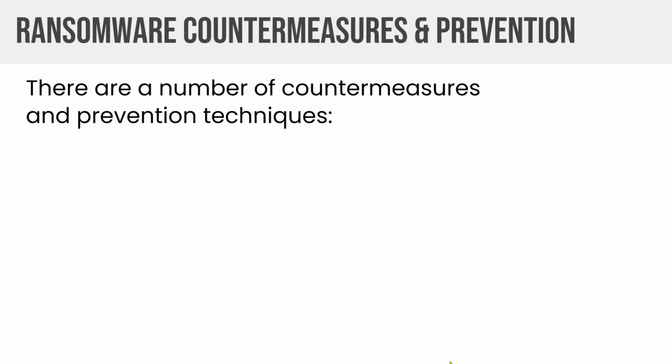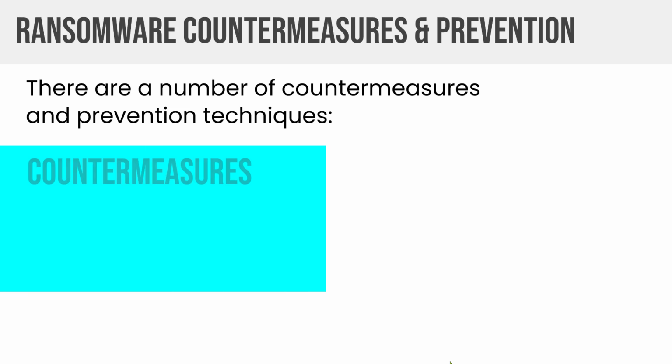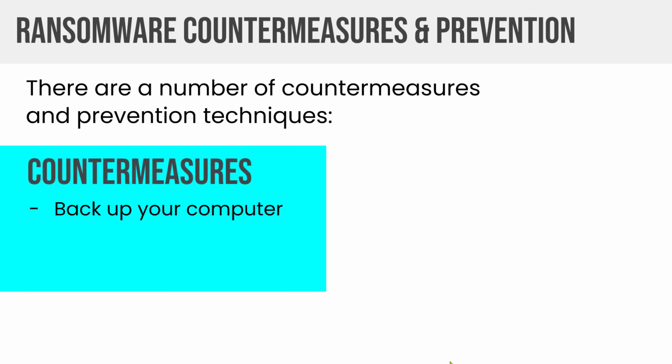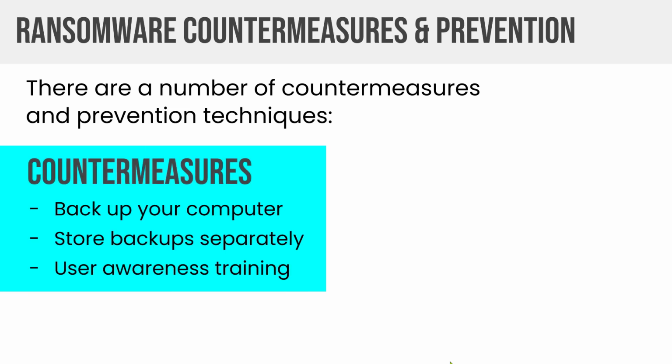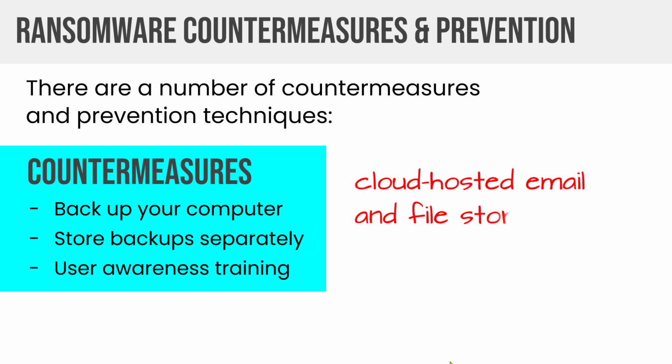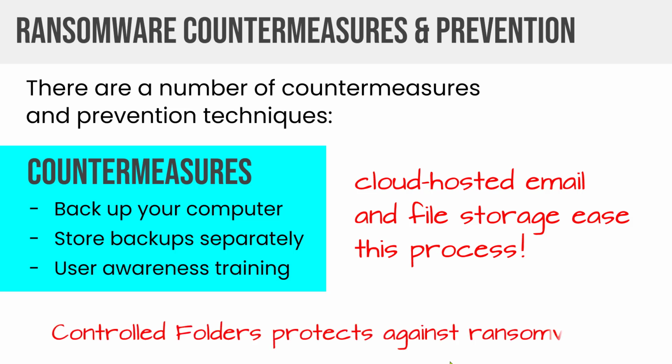So ransomware countermeasures I thought would be worth talking about for just a moment. Countermeasures would include backing up your computer, storing backups separately, and user awareness training. Cloud-hosted email and file storage ease this process. So when you have, for example, OneDrive and SharePoint, you have previous versions, 500 previous versions of a file you can go back to, and the controlled folders feature that we can configure in Windows 10 with Intune protects against ransomware, incidentally.